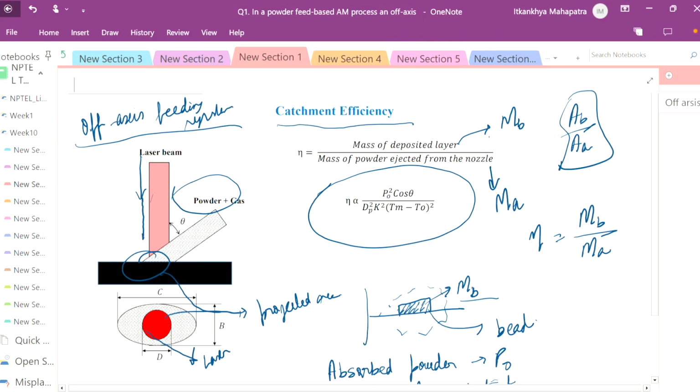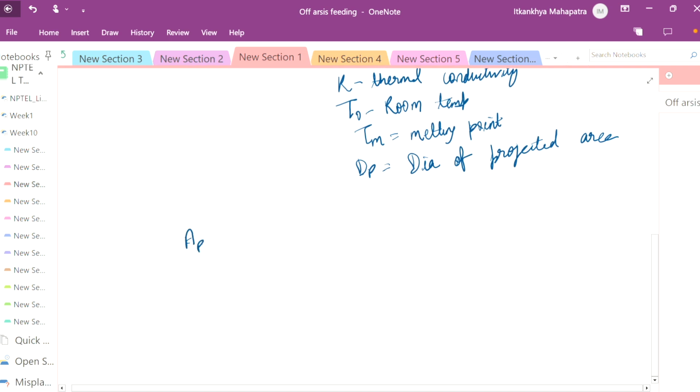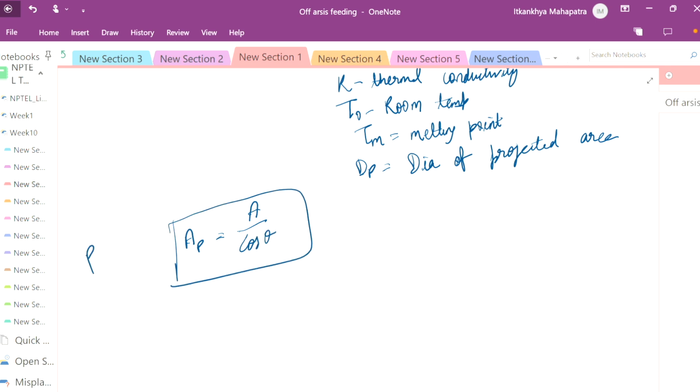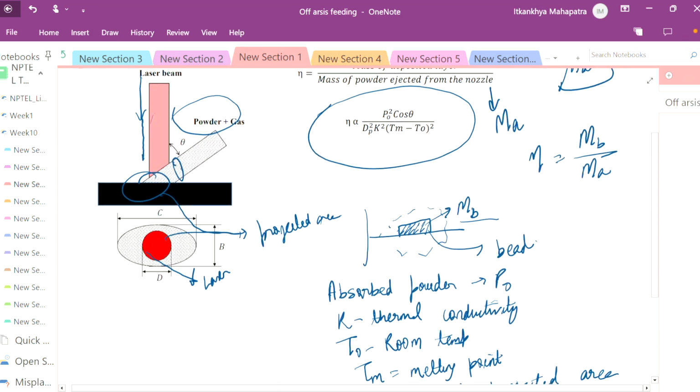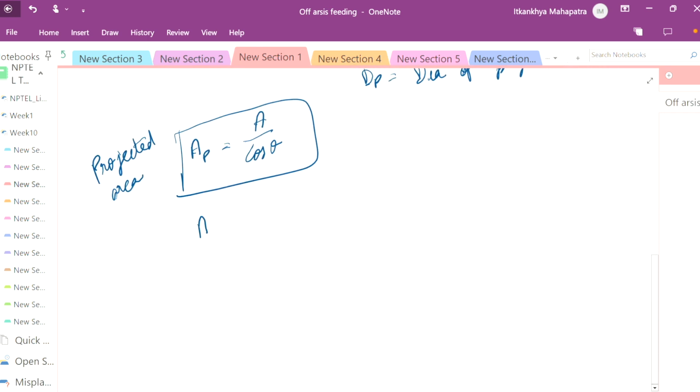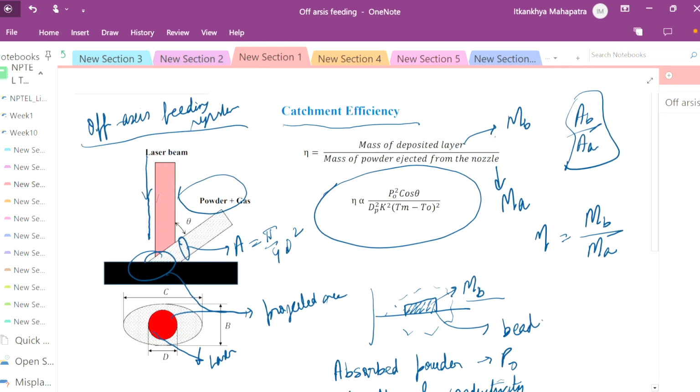Now one question is from the projected area. It is the interrelation between the cross-section area and the projected area. Projected area is A by cos theta. In some questions it is given as 30 degrees. So how to calculate this area? A will be normal, pi by 4 d square. So theta is given, d is given, you will get pi by 4 d square by cos theta, the projected area. In some questions it is also asked.